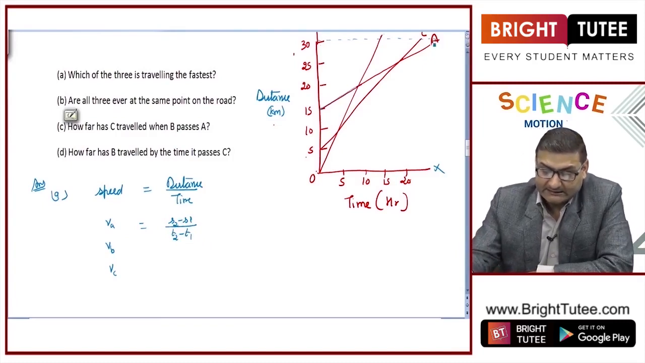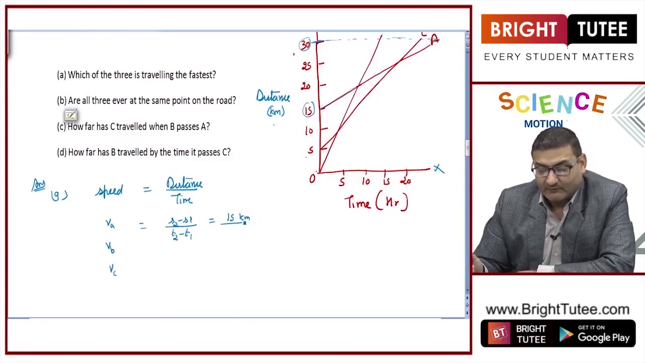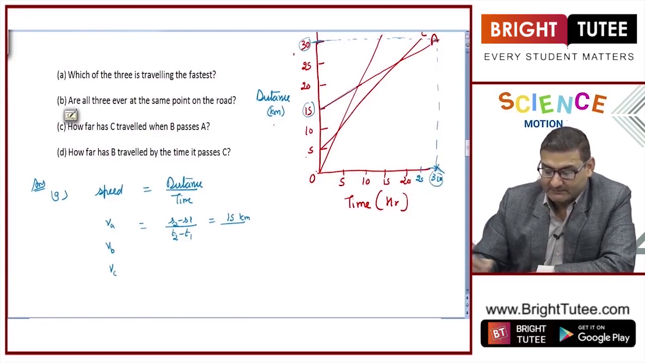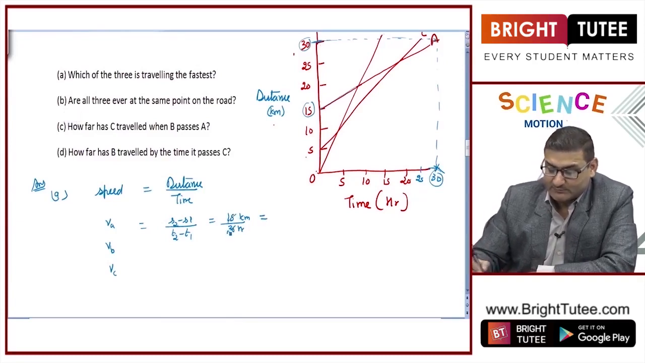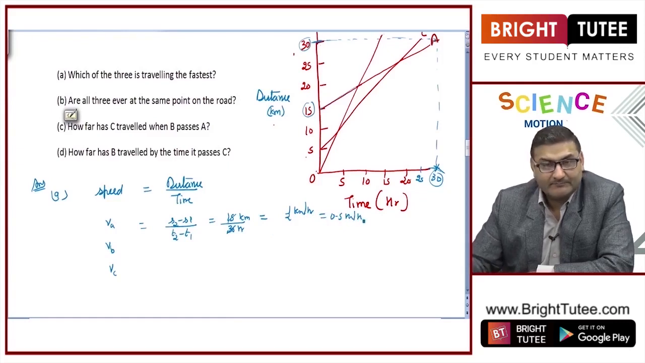For car A, S2 is 30, and it has started from 15. So, it has travelled 30 minus 15, that means 15 kilometers, divided by the time taken for travelling this 15 kilometers, which is, let us take it to be 30. Drawing a perpendicular here, 30 hours. So, the speed is 1 by 2 kilometers per hour or 0.5 kilometer per hour.